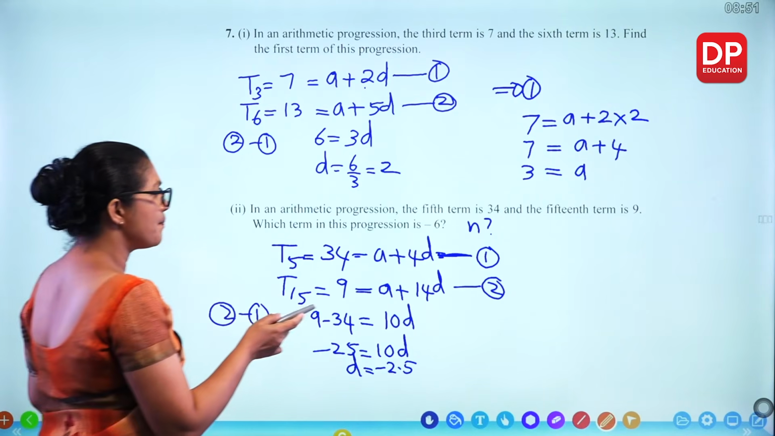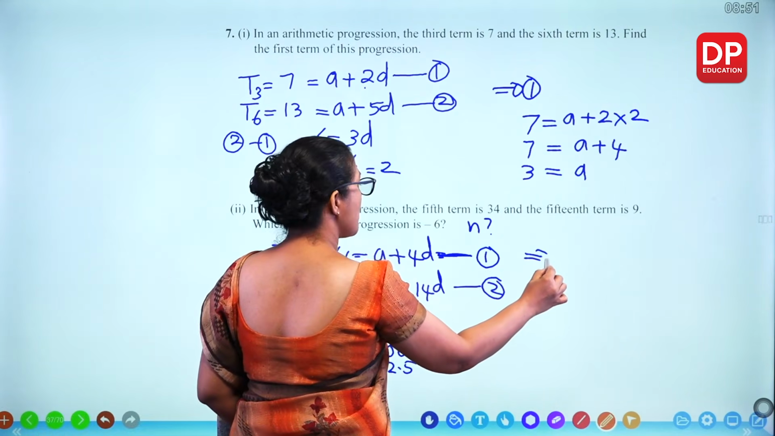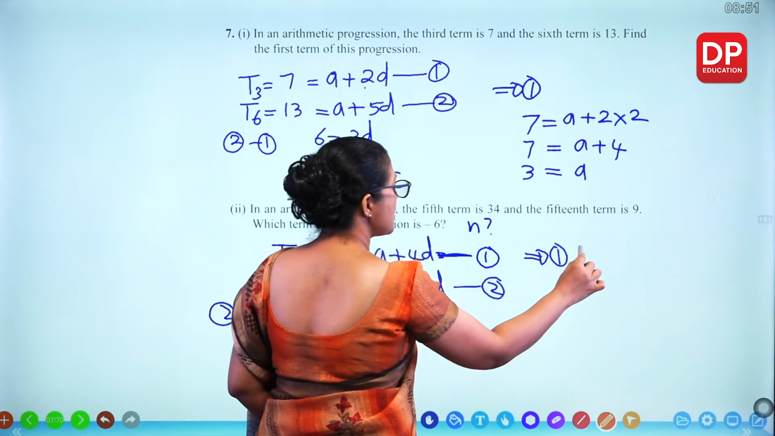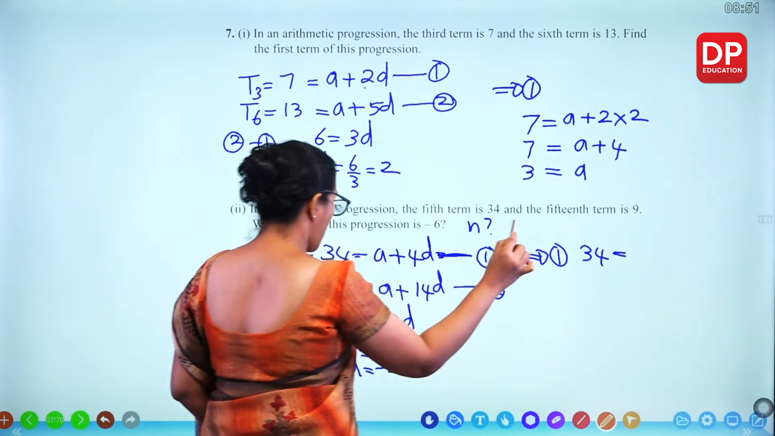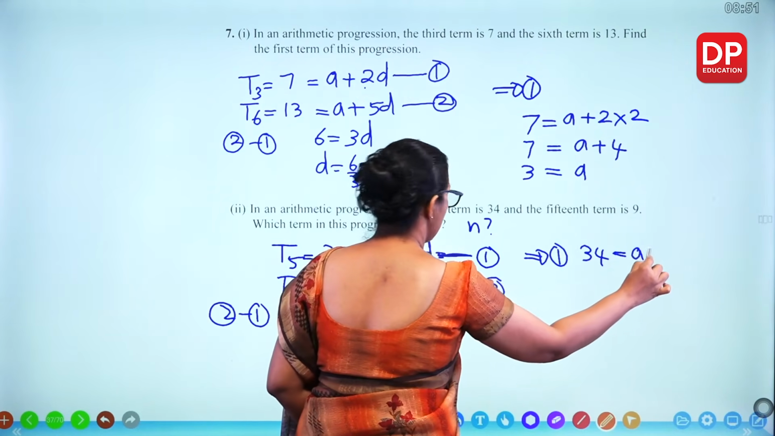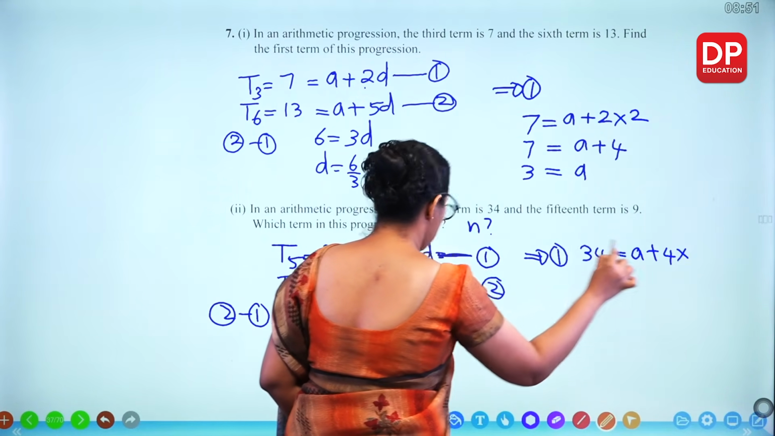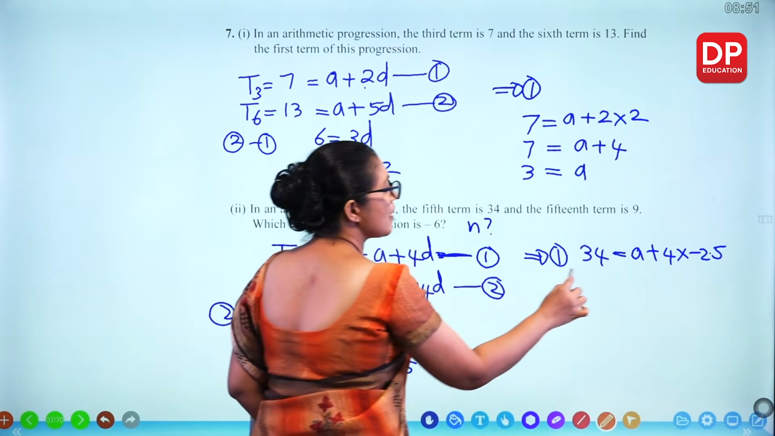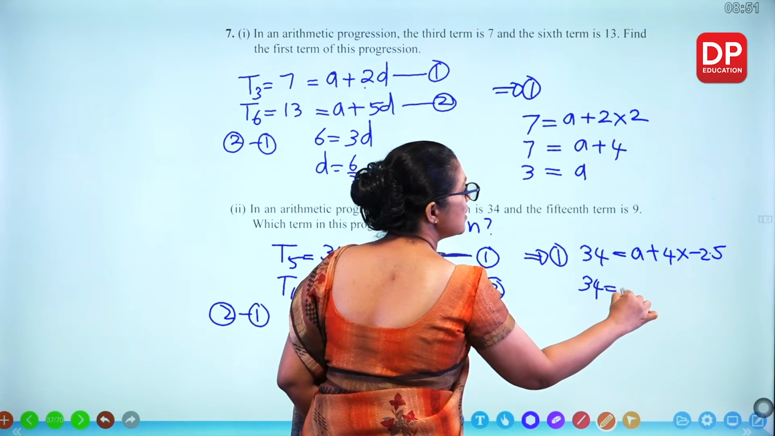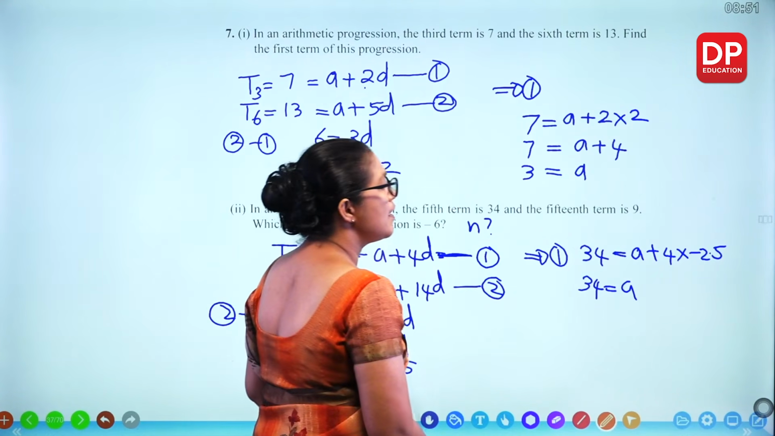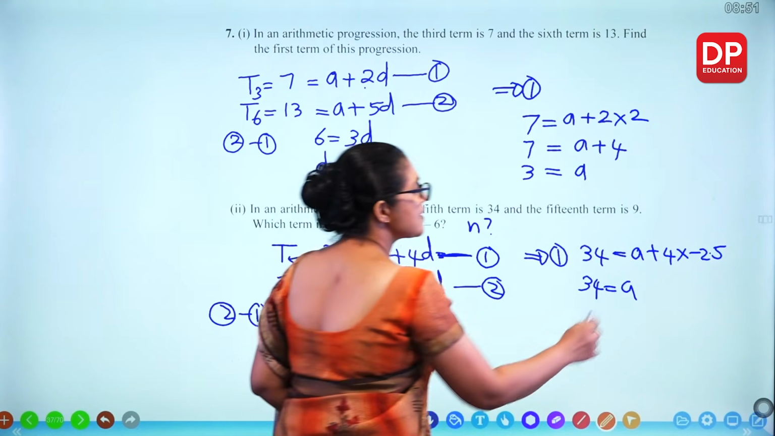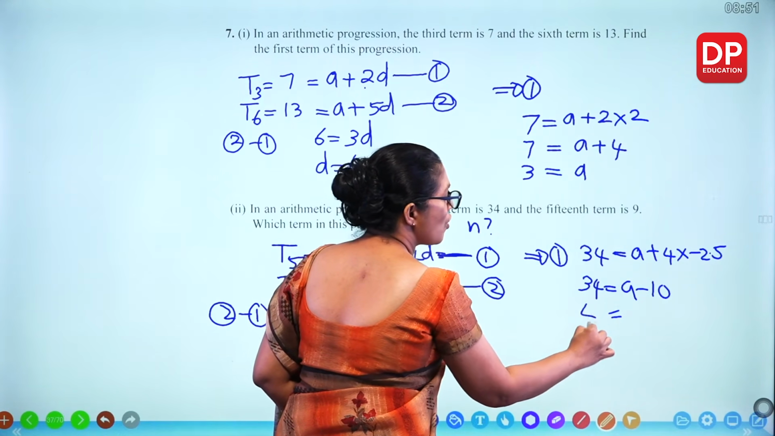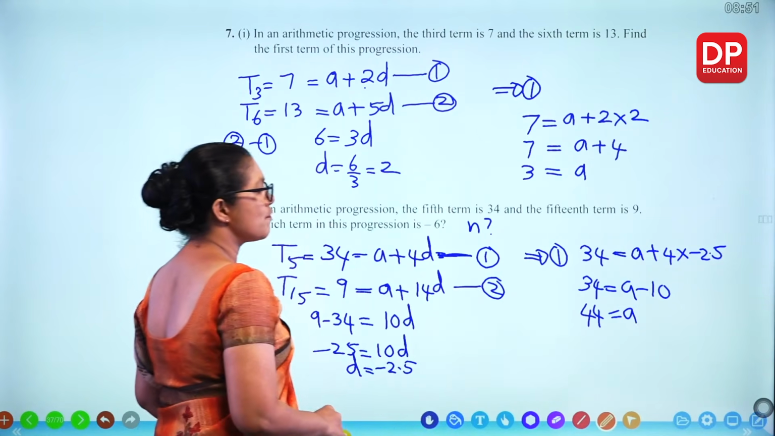And the first term, we can take one of the equations and plug it in. So I'll take the first one. 34 equals A, which is the first term, plus 4 times minus 2.5. So what is 4 times 2.5? You get 10, so minus 10. Take 10 to the other side. That's 44. So the first term is 44.